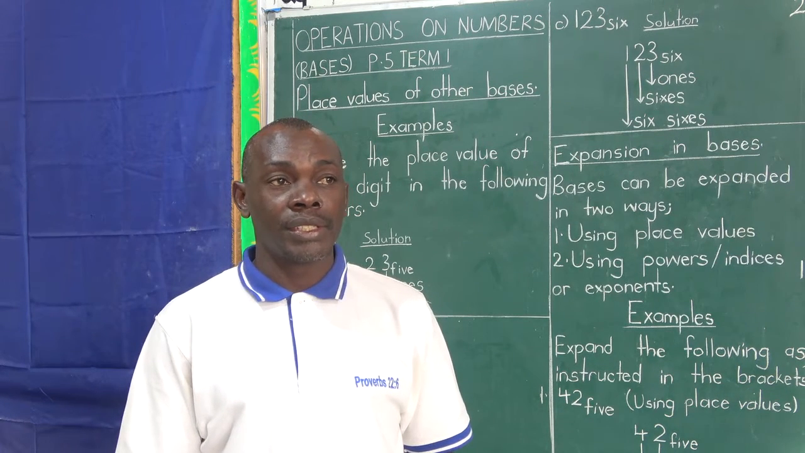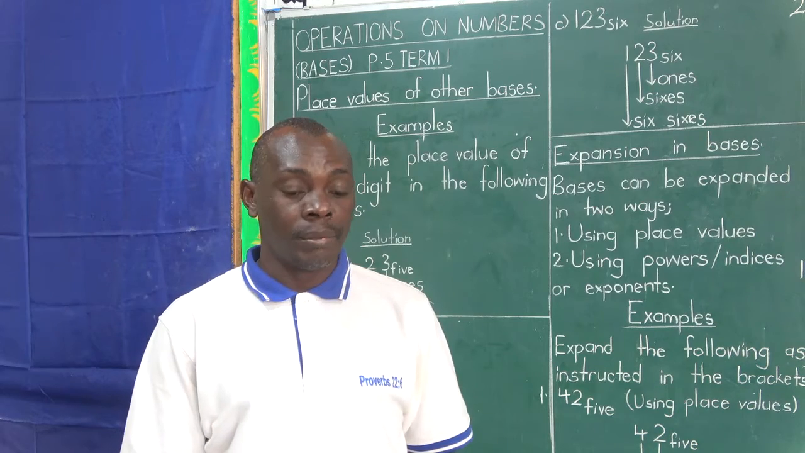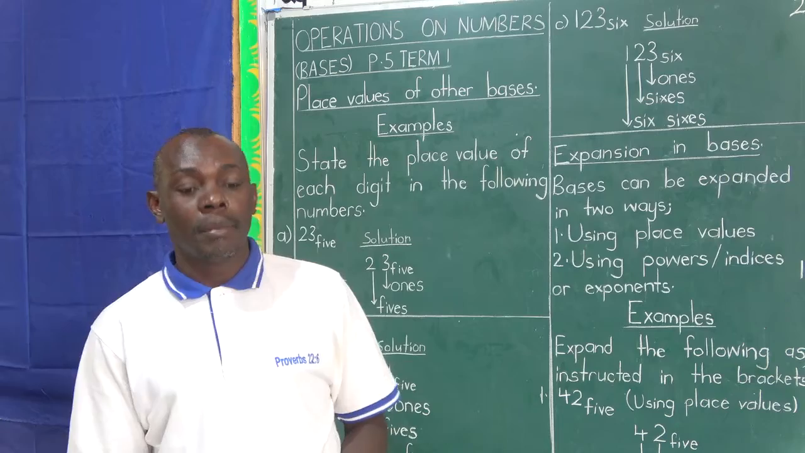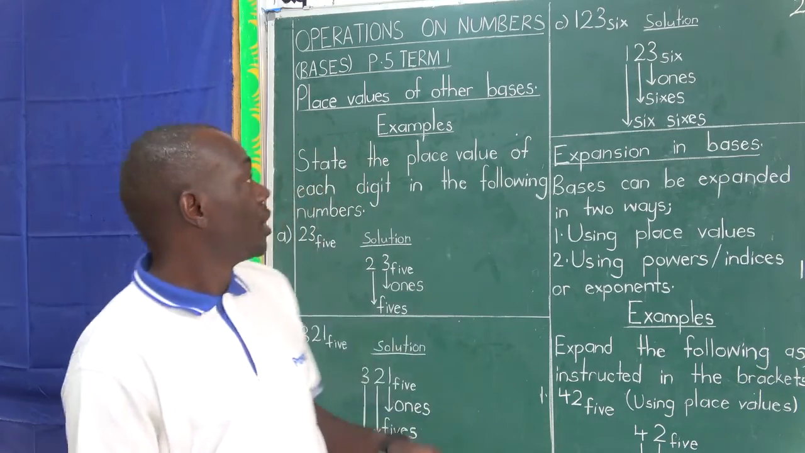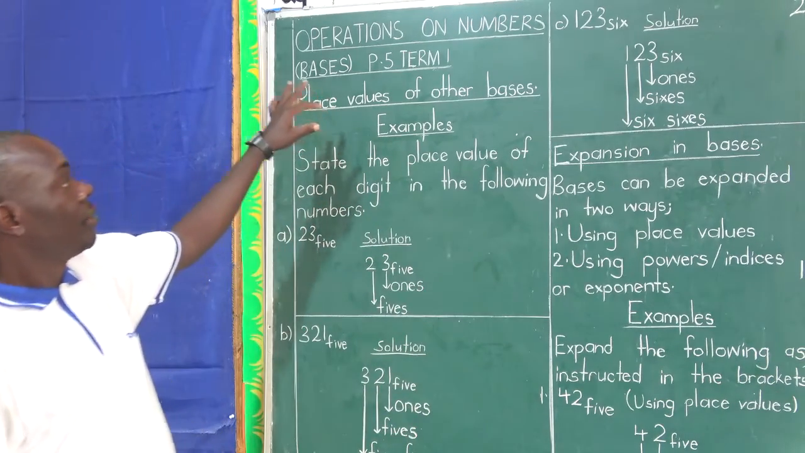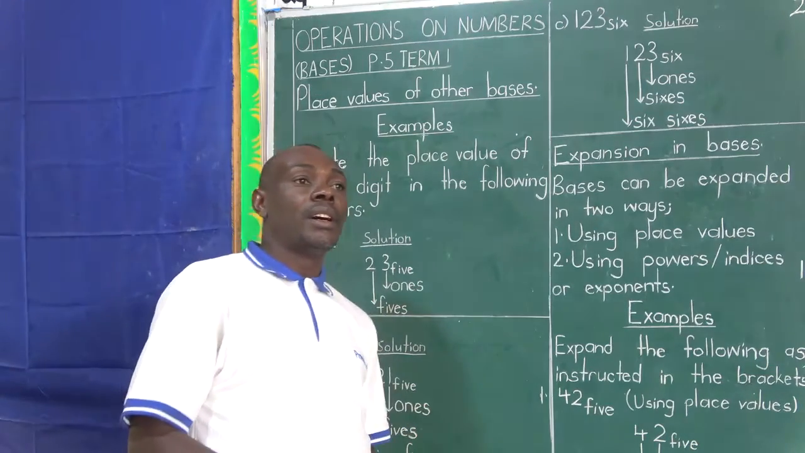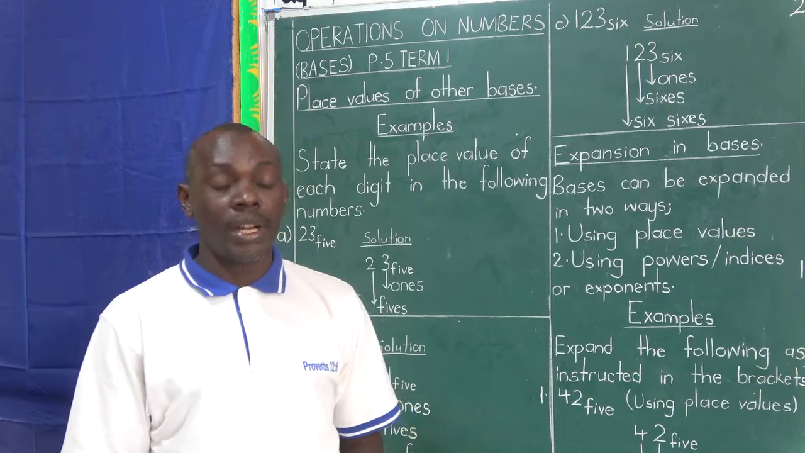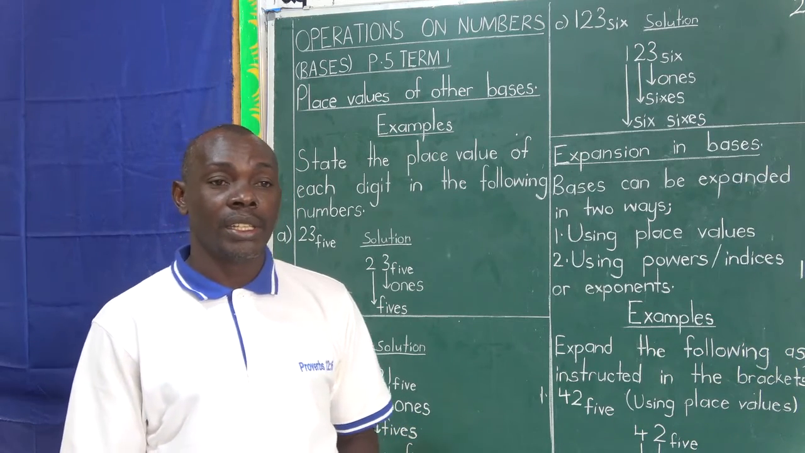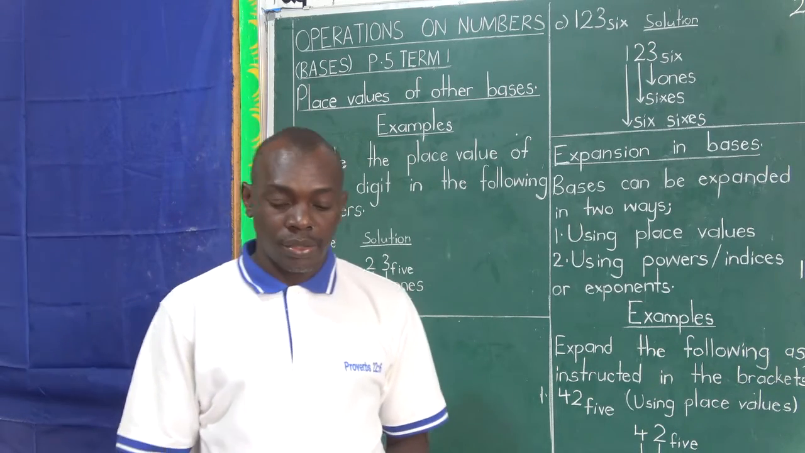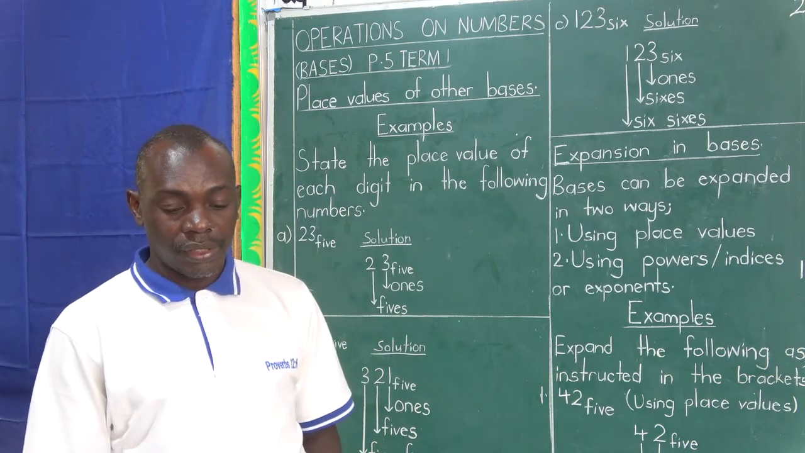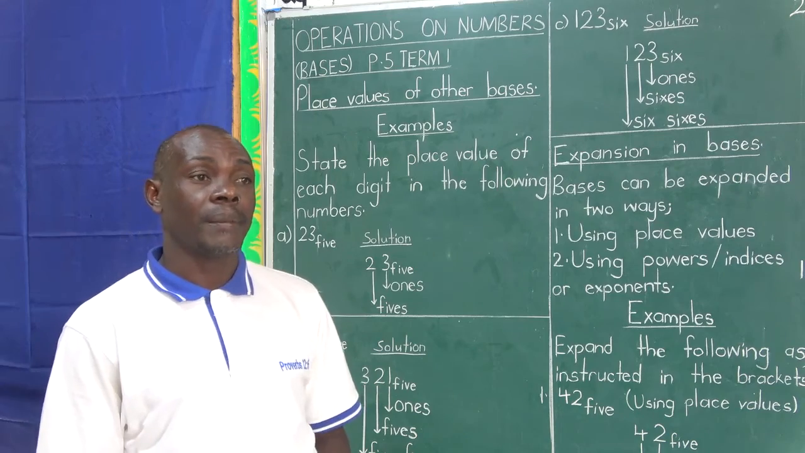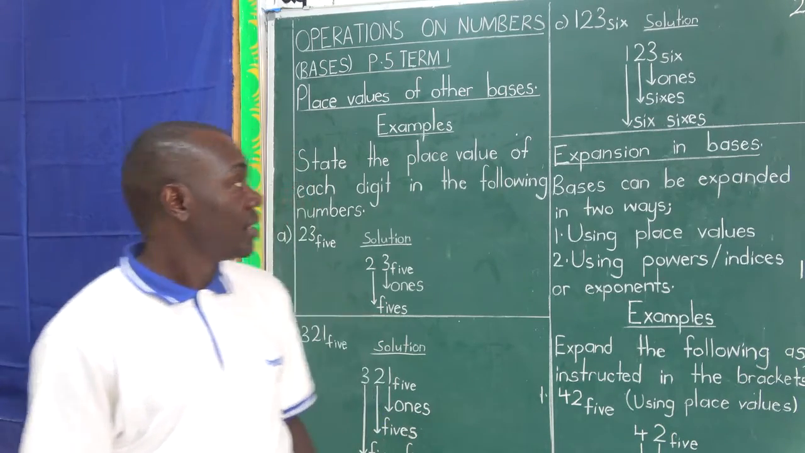Today we are continuing with the same topic we were dealing with in the previous lesson, that is operations on whole numbers. And today in particular we are looking at bases in P5 term 1, which work is going to be found on page 61 up to 66 of your workbook. That is P5 term 1. So you are free to follow that book as teacher discusses, then thereafter you answer all the activities.